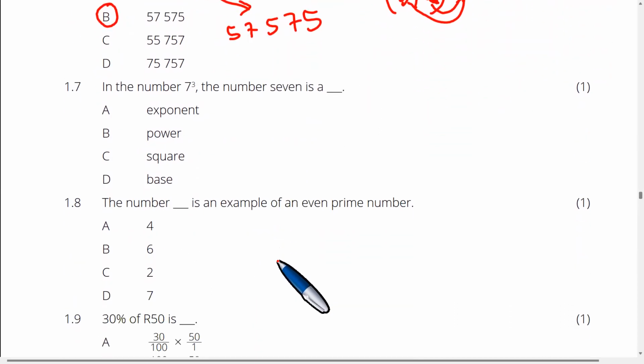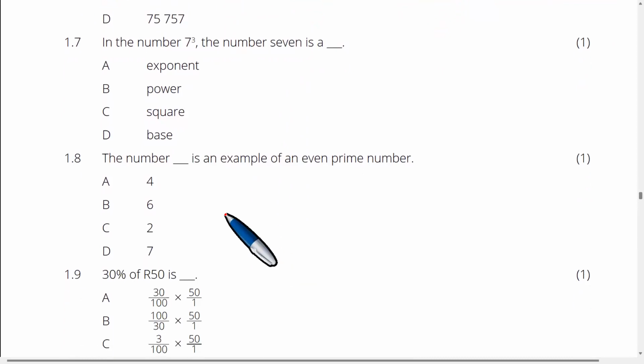Right, we are doing exam preparations at the moment. 1.7. In the number 7 cubed, the number 7 is a what? What do you think? A base. The number 7 in 1.7 is, well done, a base.